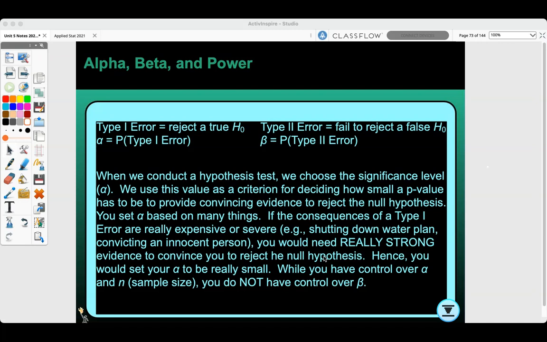When we conduct a hypothesis test, we choose the significance level alpha. We use this value as a criterion for deciding how small a p-value has to be to provide convincing evidence to reject the null hypothesis. You set alpha based on many things.